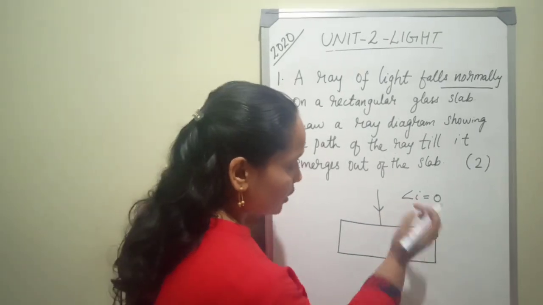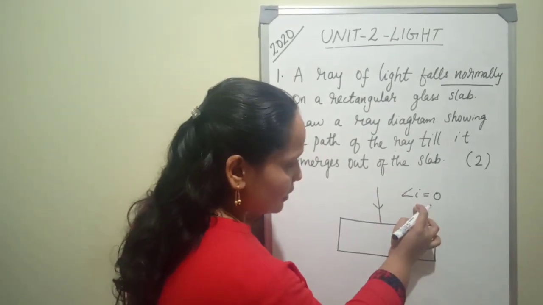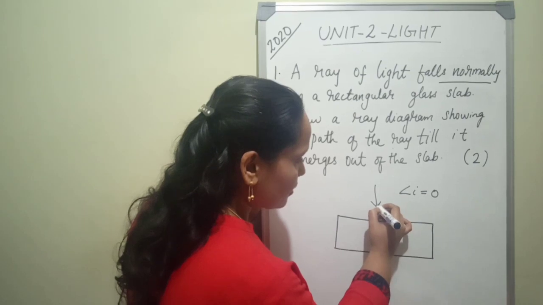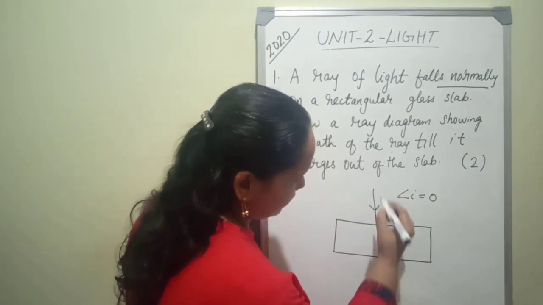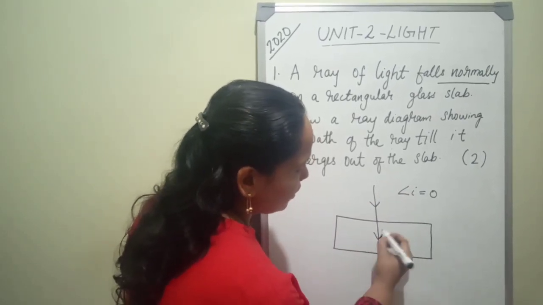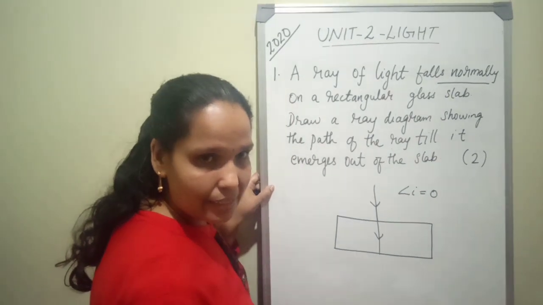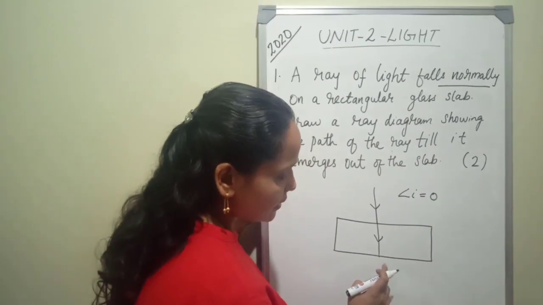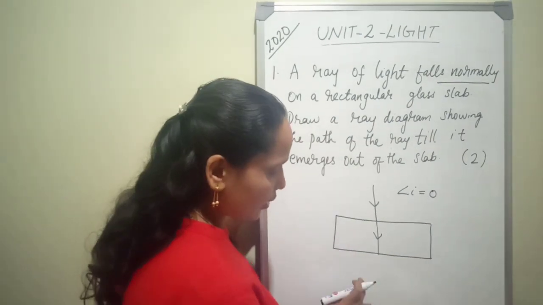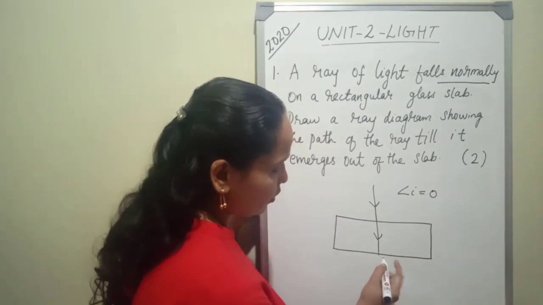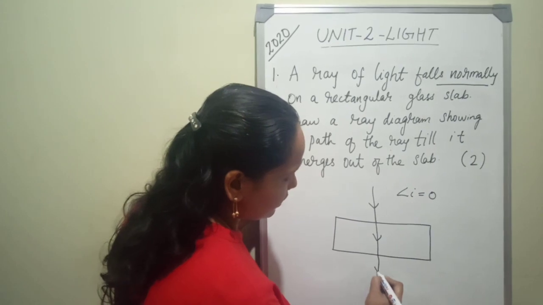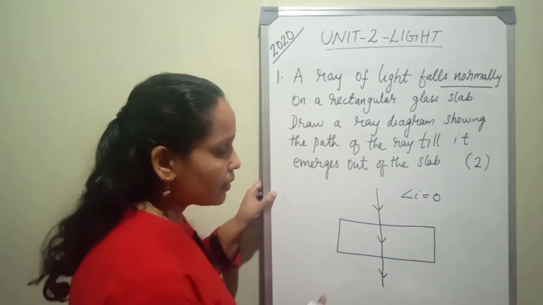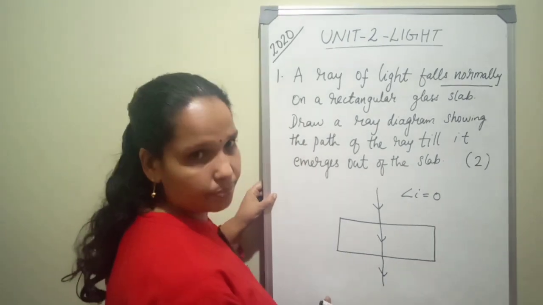In this position, how is it? If the angle of incidence is 0, the light ray passes undeviated. It passes undeviated into the glass slab. Now, here also the angle of incidence is 0. Glass to air, but the angle of incidence is 0. So this comes out undeviated. This is the required diagram.